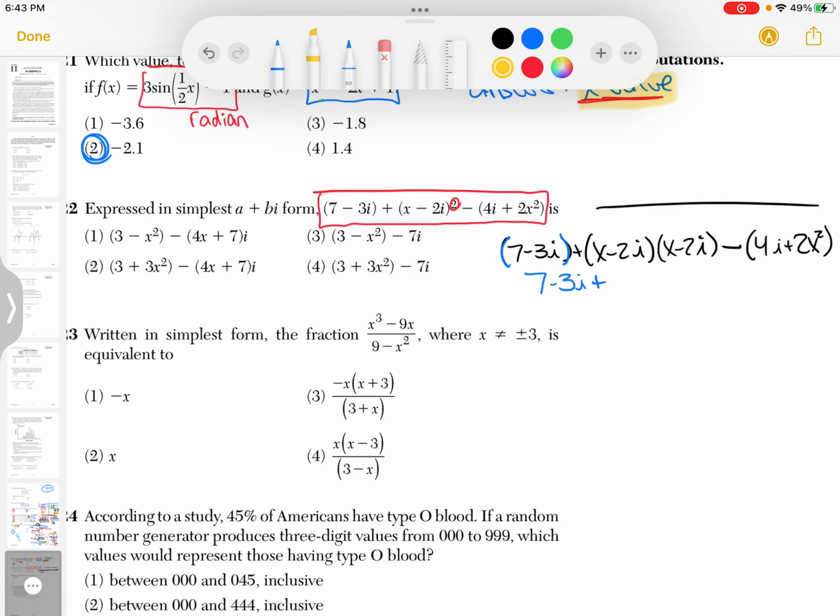Plus, the next thing I have to do is multiply these together because I'm adding this whole piece. So I'm going to double distribute. I get x squared minus 2xi minus 2xi, and then a negative 2i times a negative 2i will be plus 4i squared.